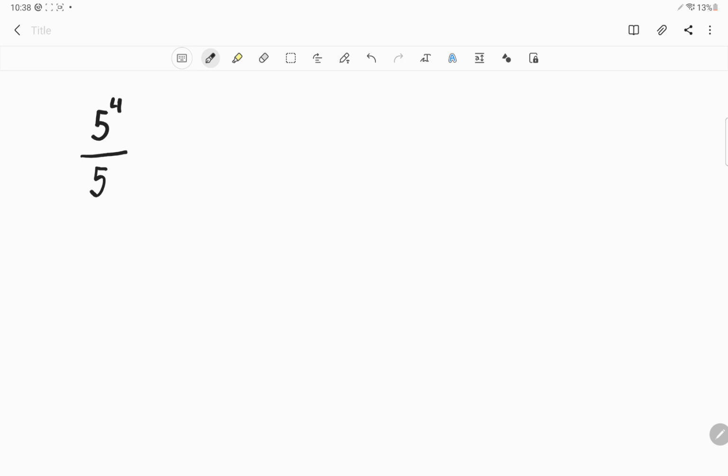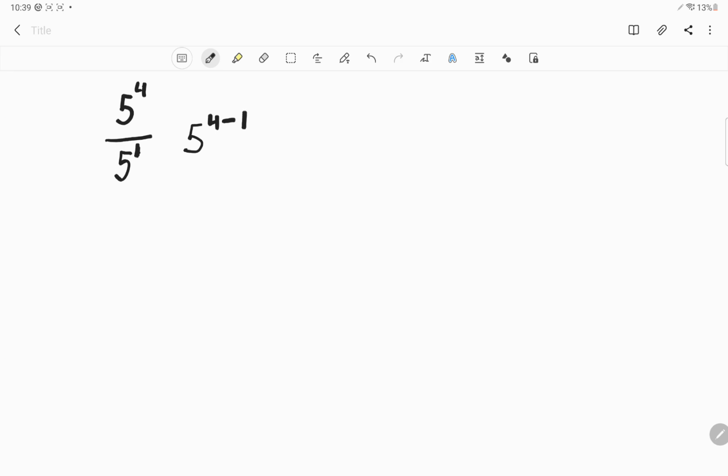Again, we're going to be using the quotient rule on this one. But before I go ahead and do the quotient rule, what exponent do I have on the bottom 5? Because you can see this 5 right here does not have an exponent, so I'm going to put an exponent of 1. So if your base doesn't have an exponent, you're going to have to make sure that you know that it has an exponent of 1. Now I'm going to write my base, which is 5. I'm going to write my exponent on the top first, minus my exponent on the bottom, which is 1.